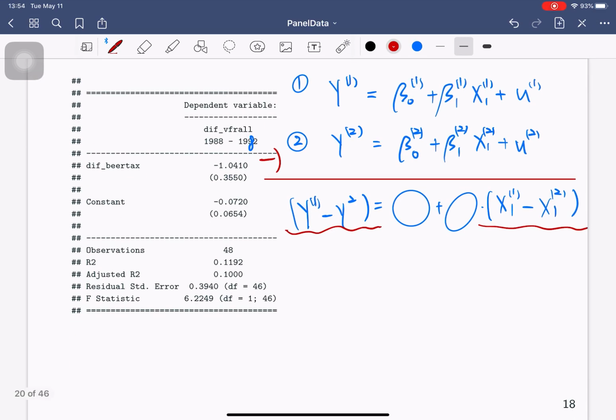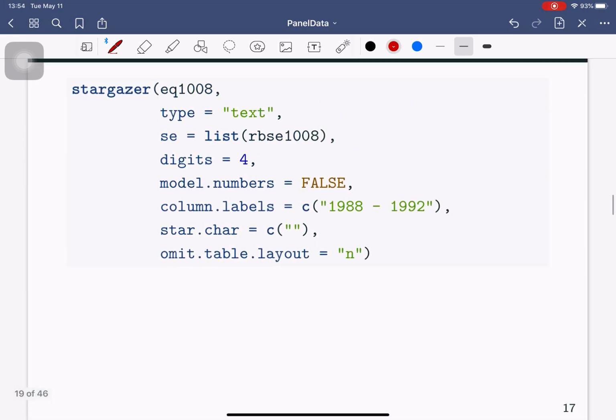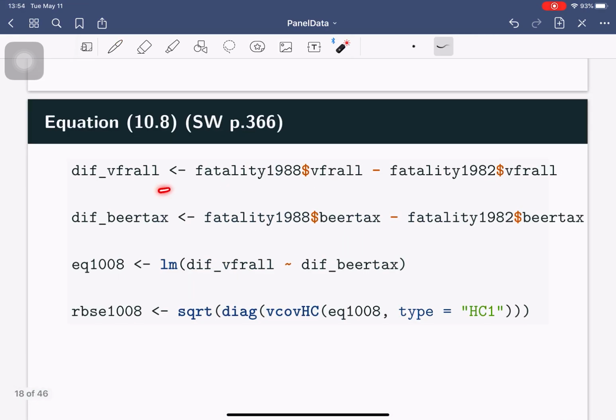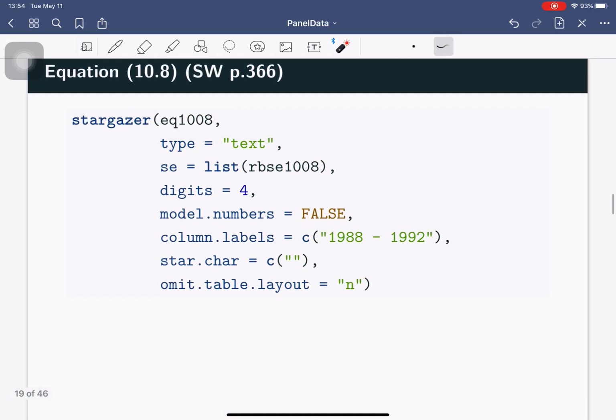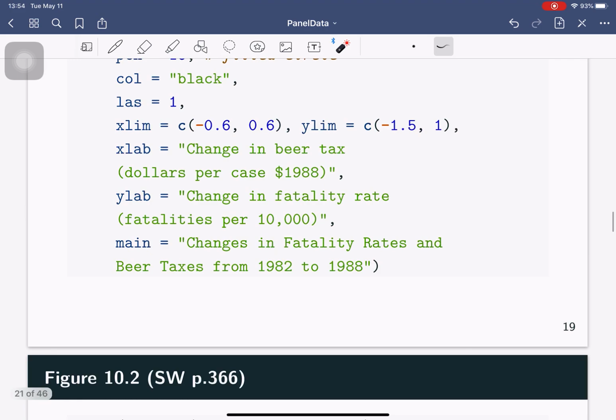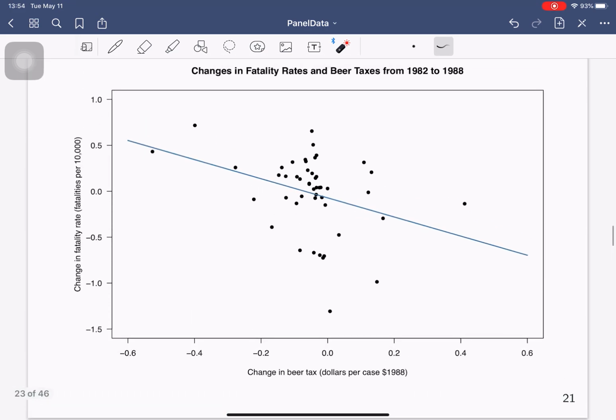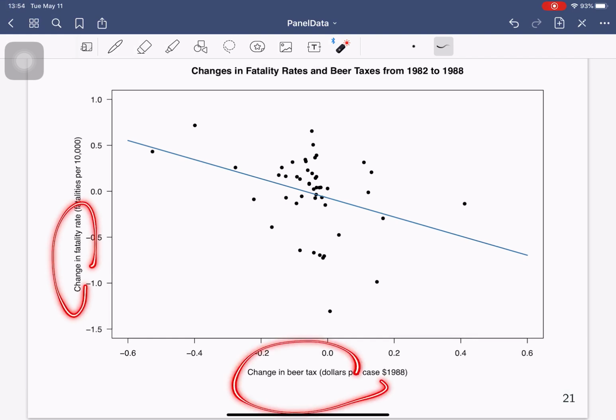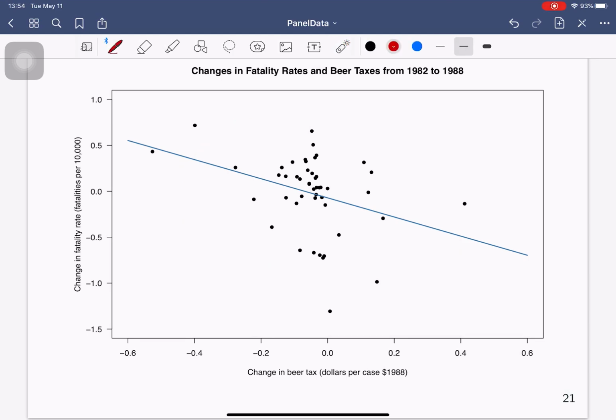Okay, so I do this in R. At first, I make a difference variable for these two with this command. I run a regression. You can see this result. They have a negative relation between these two variables. It makes sense. Okay, so we can see the scatter plot here. These two difference terms have a negative relationship. This result makes sense. Okay, so that's method 1.